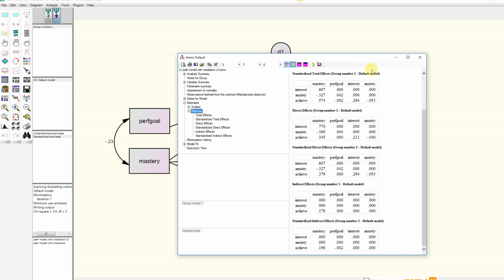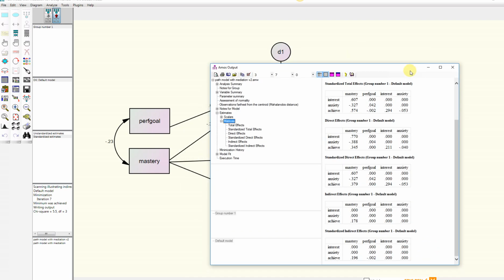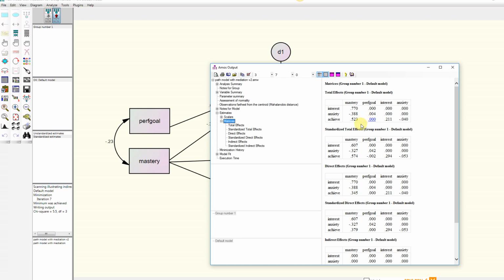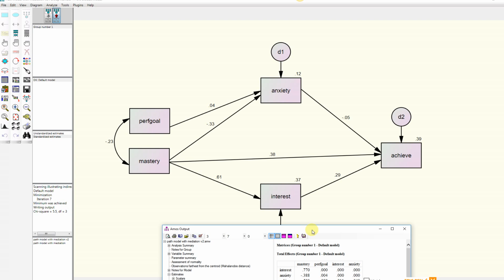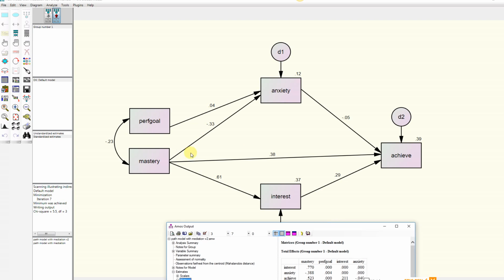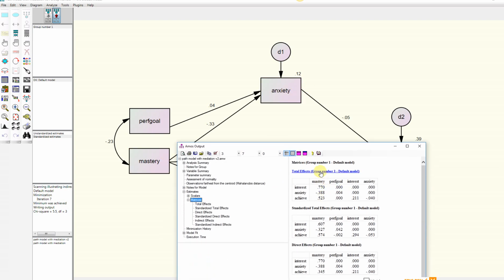Remember that basically in this particular case, the total effect, whether we're talking about the unstandardized total effect or the standardized, is basically reflecting then three effects in sum. There are two indirect effects: mastery to achievement via anxiety, mastery to achievement via interest, and then also a direct effect that you see right here. So basically, if we sum this direct effect plus the total indirect effect, we end up with the total effects that you see in this matrix and this matrix.